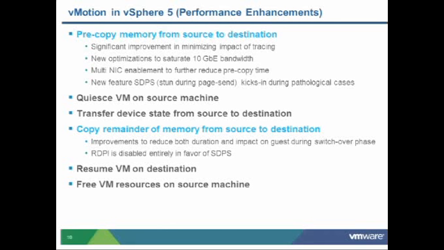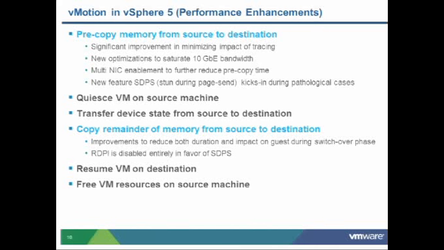And it just means that generally, now we don't have to worry about pre-copy convergence failures, because by definition, with SDPS, pre-copy will always converge, regardless of your vMotion network transmit rate. So nowadays, the vMotion process is much simpler. We will pre-copy your memory with SDPS.